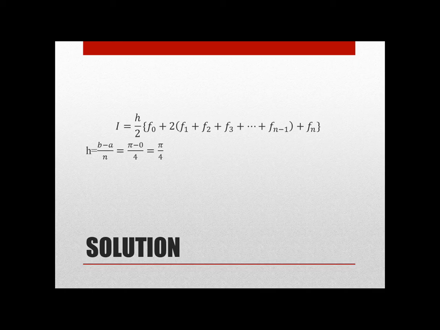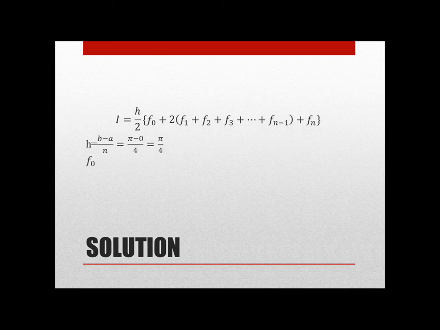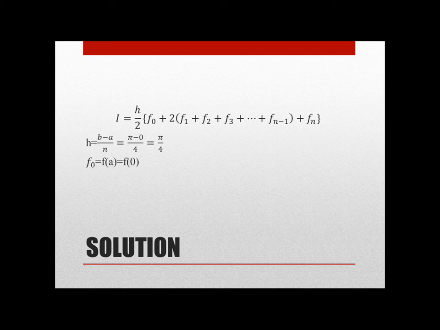Now how about for the f sub 0? Like I have said earlier, f sub 0 refers to the value of your function if you substitute your value of a there. What is the value of a? The value of a is 0. So substitute 0 in our function. What's our function again? The function is sine x. So substituting, sine 0 would be 0. So the value of your f sub 0 is 0.